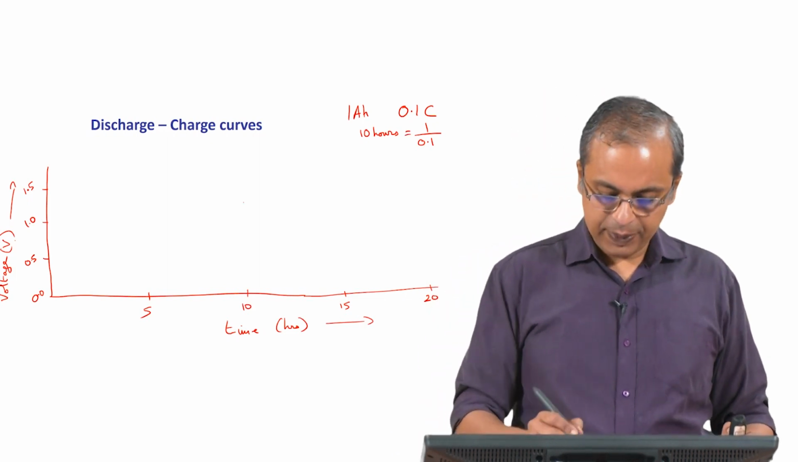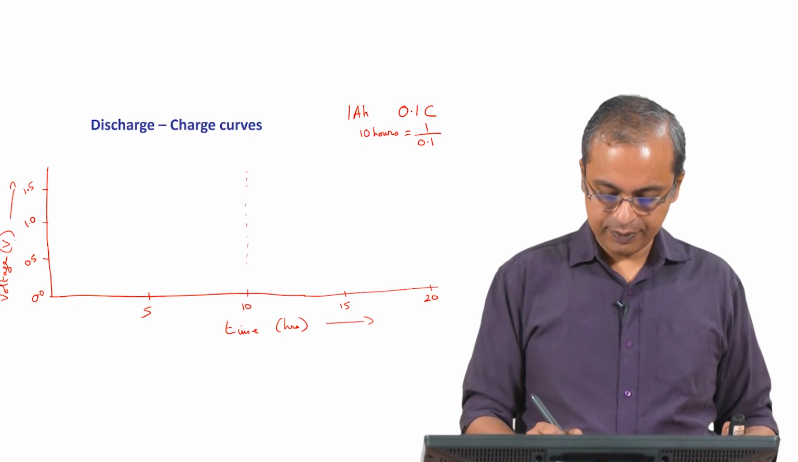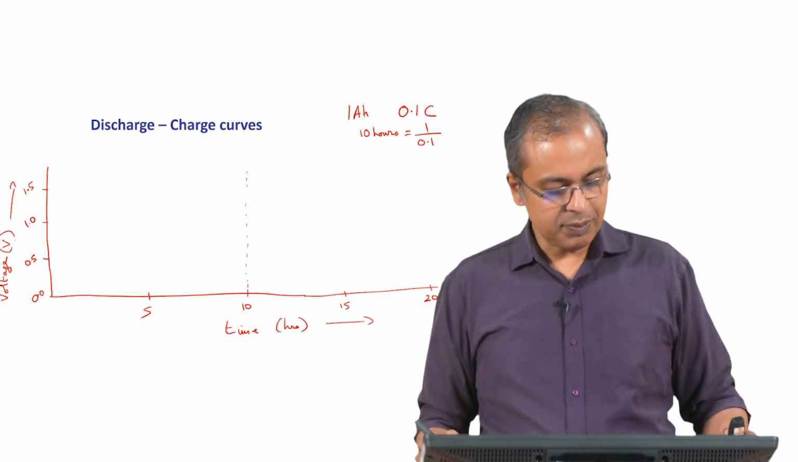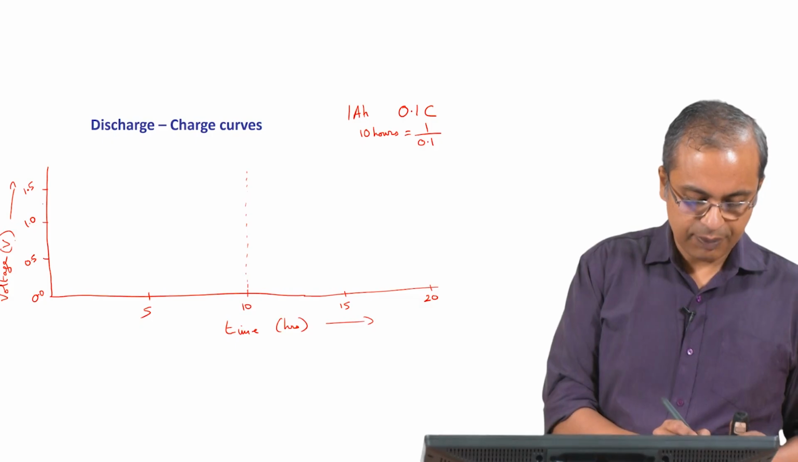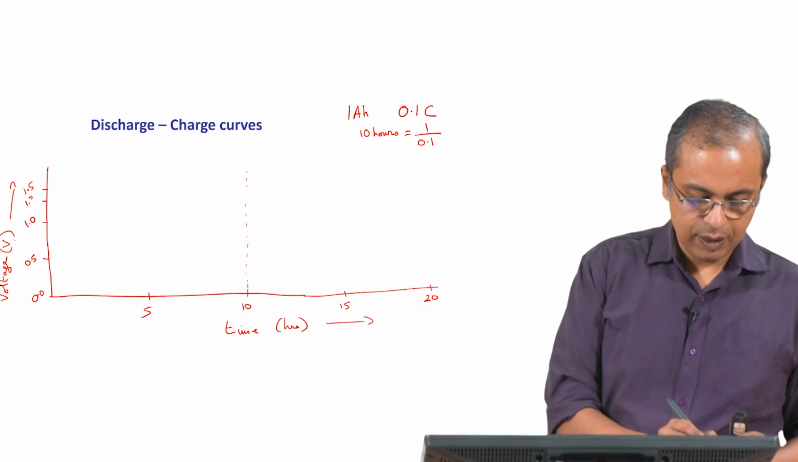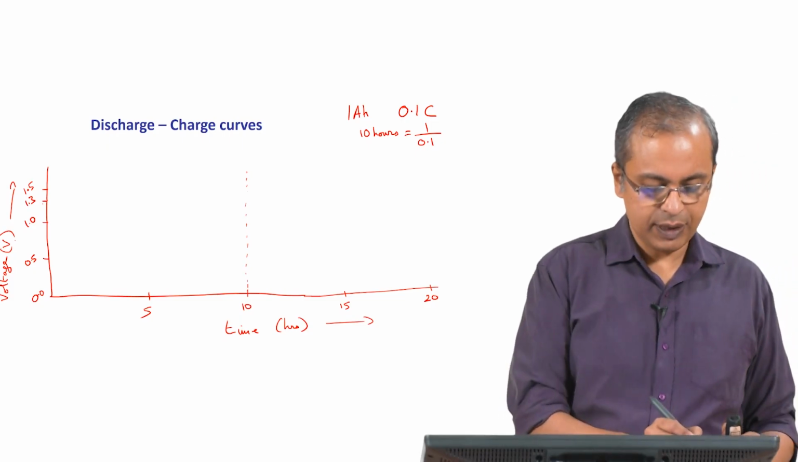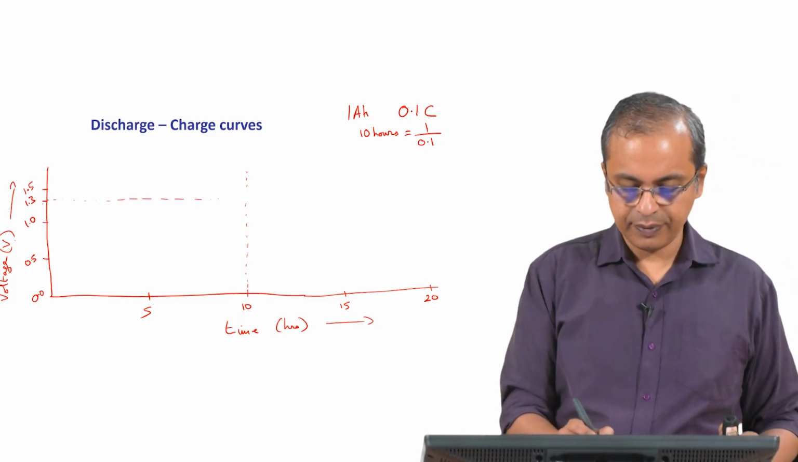So roughly I can expect that it will last about 10 hours, and I set some limit, I say 1.3 volts somewhere here, 1.3. I say it should not go below 1.3, so that is one value I just set here.